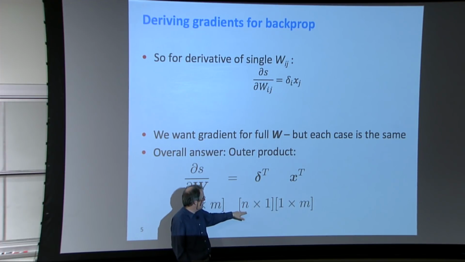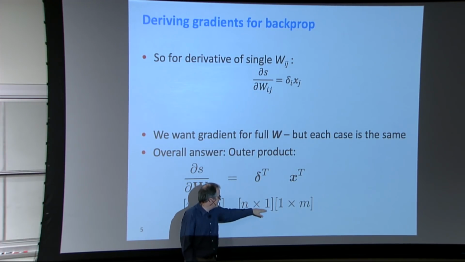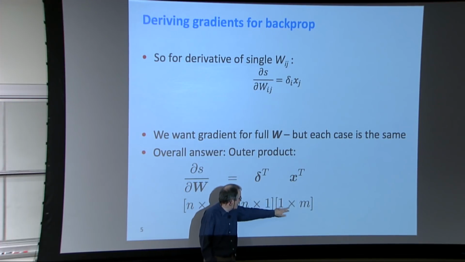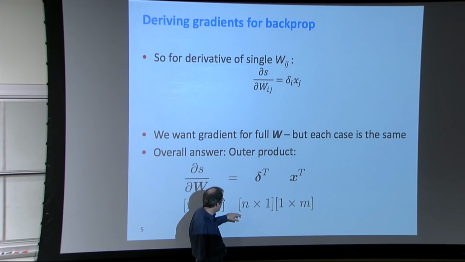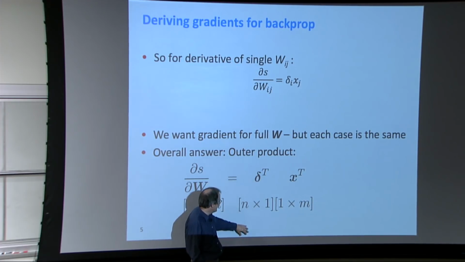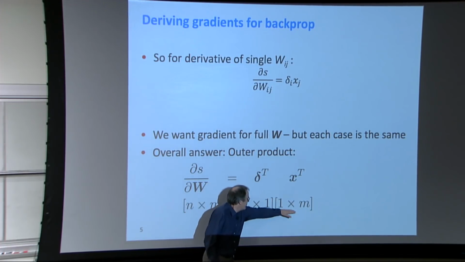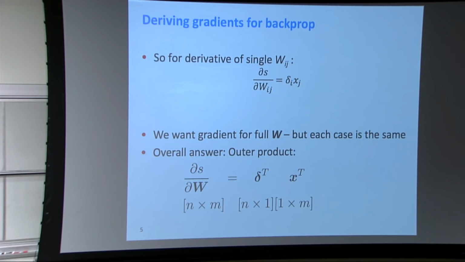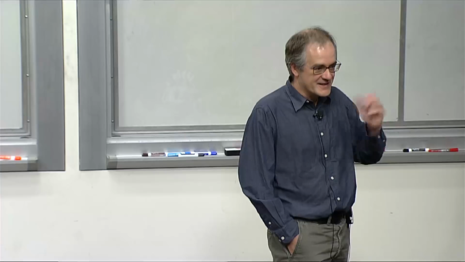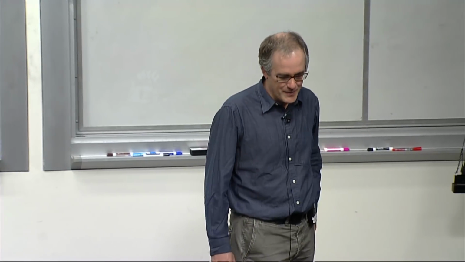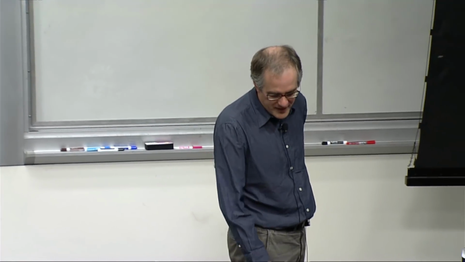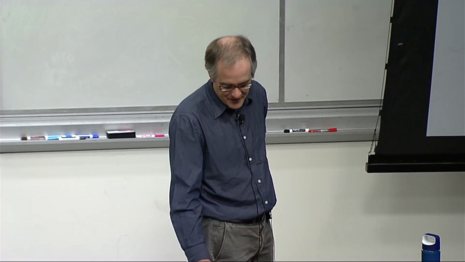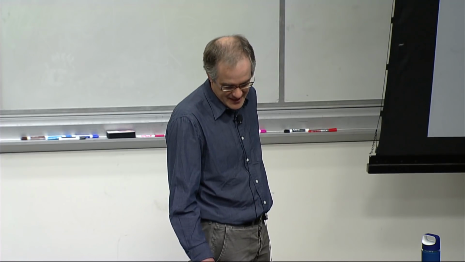So if we have a column of the delta error signals from above, and we have a row, the X transpose vector, when we multiply those together, we get the outer product, and we get delta i xj in each cell. And that is our Jacobian answer for working out the derivative of S with respect to W that we started off with at the beginning.